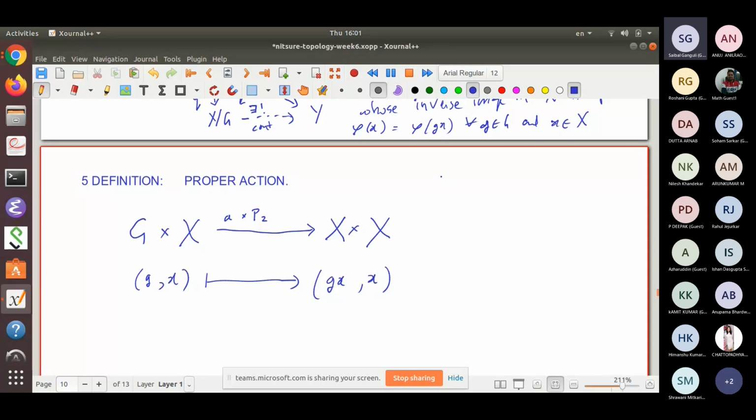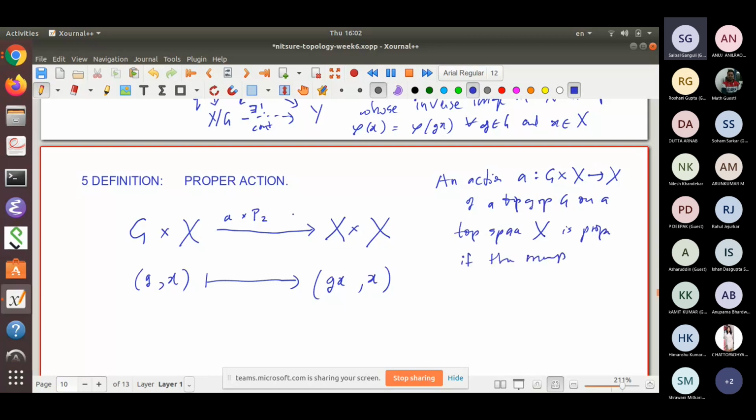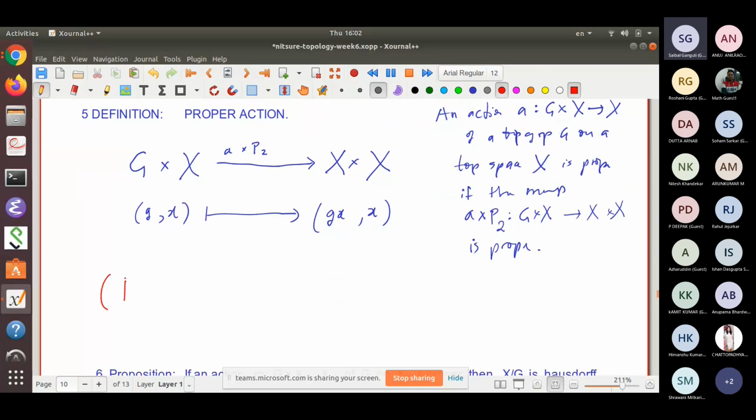So we say that an action A, G cross X to X, of a topological group on a topological space X is proper if the map A cross P2 from G cross X to X cross X is proper. Now here I am going to write in red dark letters: this does not mean that A from G cross X to X is proper.